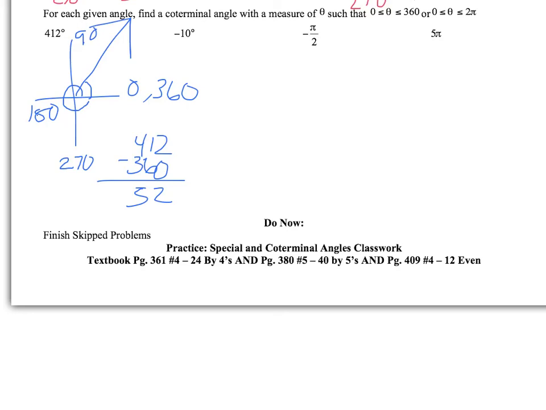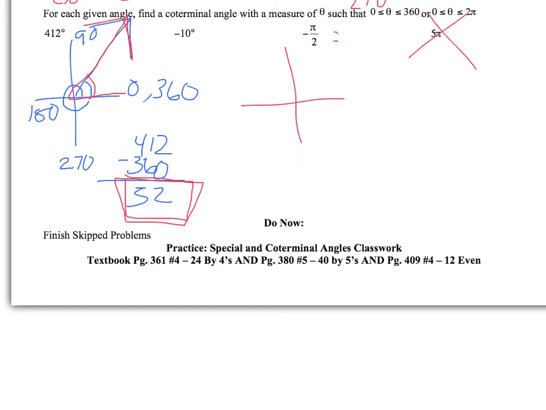Now I want an angle that ends in the same spot. An angle that ends in the same spot will be this red angle I'm drawing over top of it. The amount of that red angle is actually just this piece right here, 52 degrees. I'm going to have you guys try the second one. I'm not going to ever do the fourth one, and I'll do the third one with you guys right now, and then I'll be done.